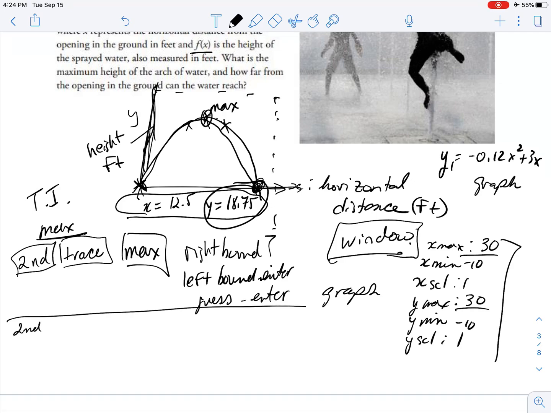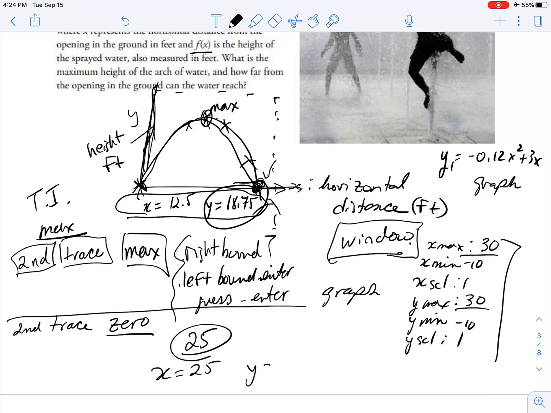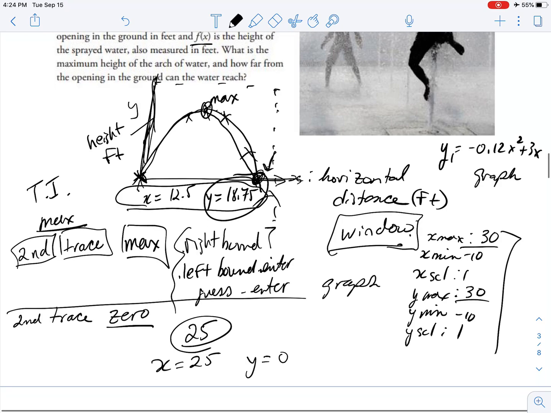So I'm going to hit again, second, trace, and this time I'm going to pick the option that says 0. And I'm going to do this left bound, right bound business again. So you want to move your cursor to this point here, then move it, and now I'm forgetting if the order is right or left first, but you'll see when you do it. You want to move it to the left and then to the right. It says guess, you hit enter again, and it should tell me that that point is 25. It'll say x equals 25, y equals 0. So that's telling me where that point is right here. That's the x-intercept, right? That's where the water hits the ground for this particular one.